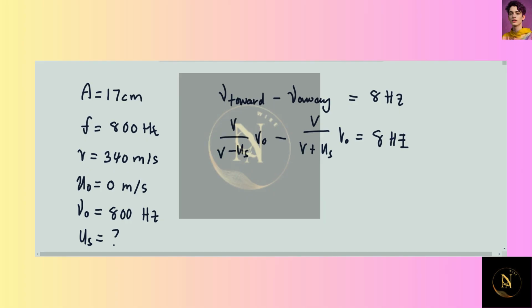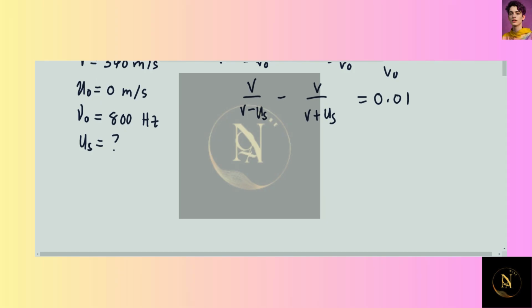Okay, let's do some math here. Now we know that V0 is 800, so I'm just going to divide the whole thing by 800. So that's going to give me V over V minus US minus V over V plus US, and that's going to be 8 over 800, so that's going to be 0.01. Then I'm going to create a common denominator here of V minus US times V plus US.